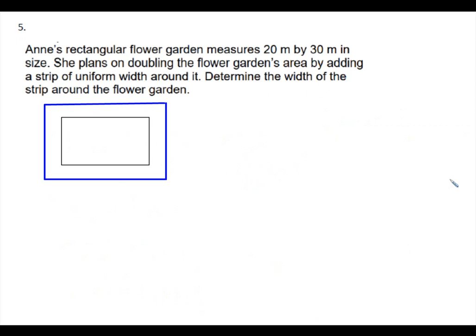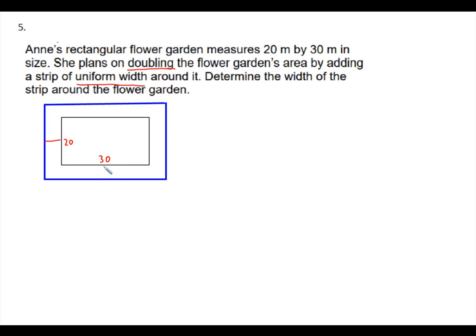All right, so let's take a look at number 5 here. It says Anne's rectangular flower garden is 30 by 20 meters. So it's 30 by 20 meters. She plans on doubling the flower garden's area by adding a strip of uniform width, so uniform width around it.